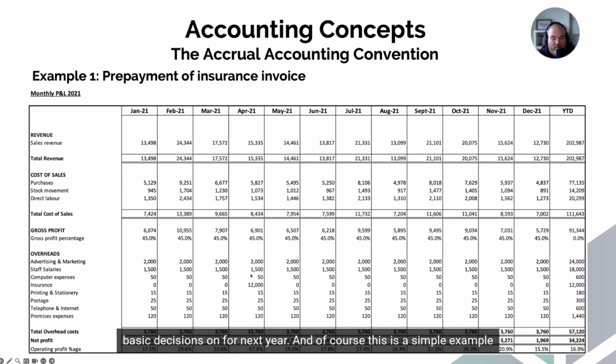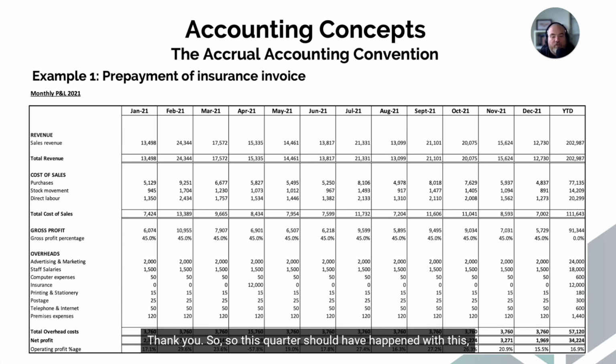And of course, this is a simple example. There's 8 or 9 lines here of expenses. But in a complex business, there could be 30 different categories here. And this is just one of them. If there's multiple similar examples, then this profit figure here would be completely wrong.